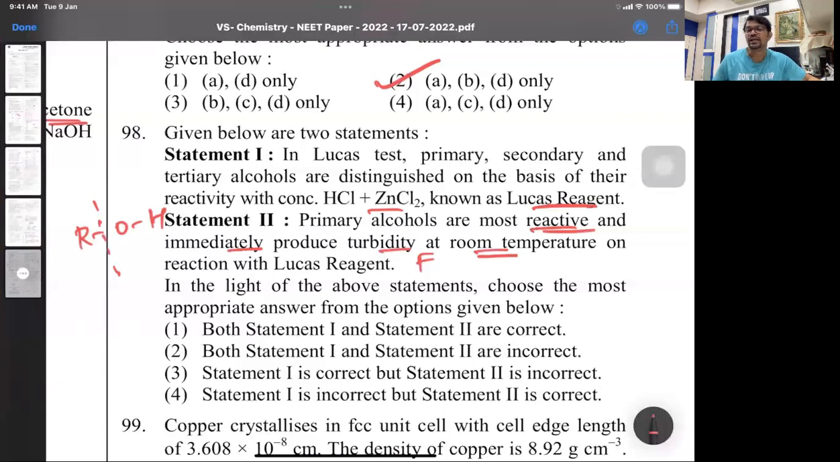And that's how 3-degree alcohols will give immediate turbidity. Secondary alcohols will give turbidity after some time. And primary alcohols will give turbidity only on prolonged heating. All right. So in 98, the first statement is correct, but the second one is false. So statement 1 is correct, but statement 2 is incorrect. So 98 is 3.